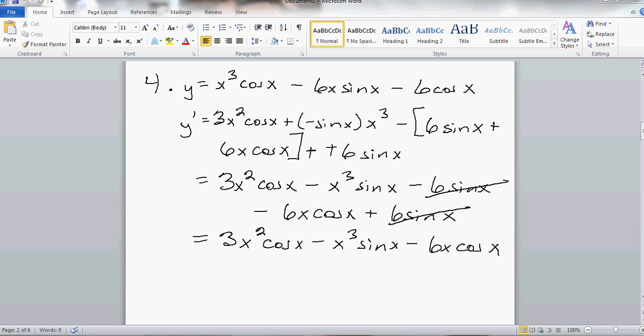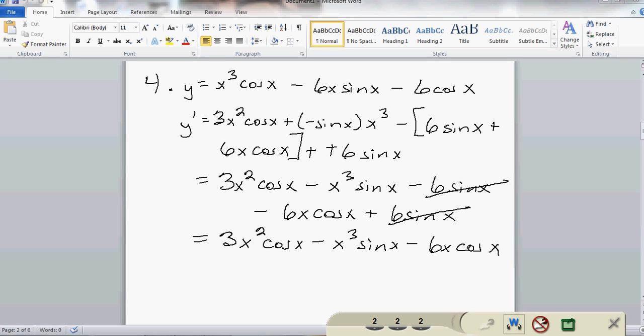Now realize number 4 in this particular problem had nothing to do with this section. It was entirely last section, which should be a warning. Just because it's in this section does not mean you have to use those rules.